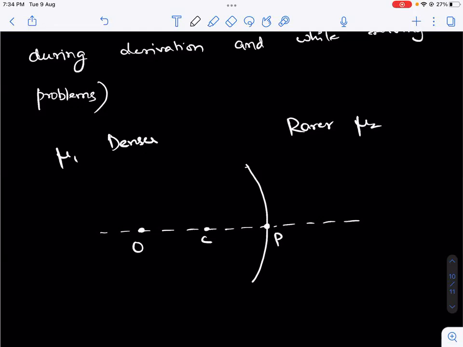mu2 by v minus mu1 by u equals mu2 minus mu1 divided by r. Same. You should get the same. Did you get it? Did you see that the diagrams are different? If you had not used sign convention, what would have happened? You understood why you need to apply sign convention? For you to get a generalized formula, or else you need to remember the expression for each scenario.